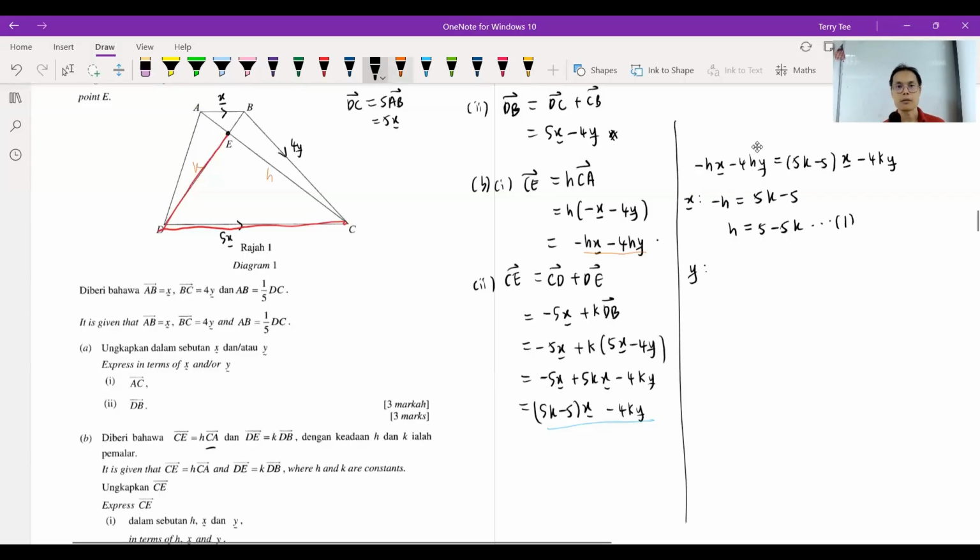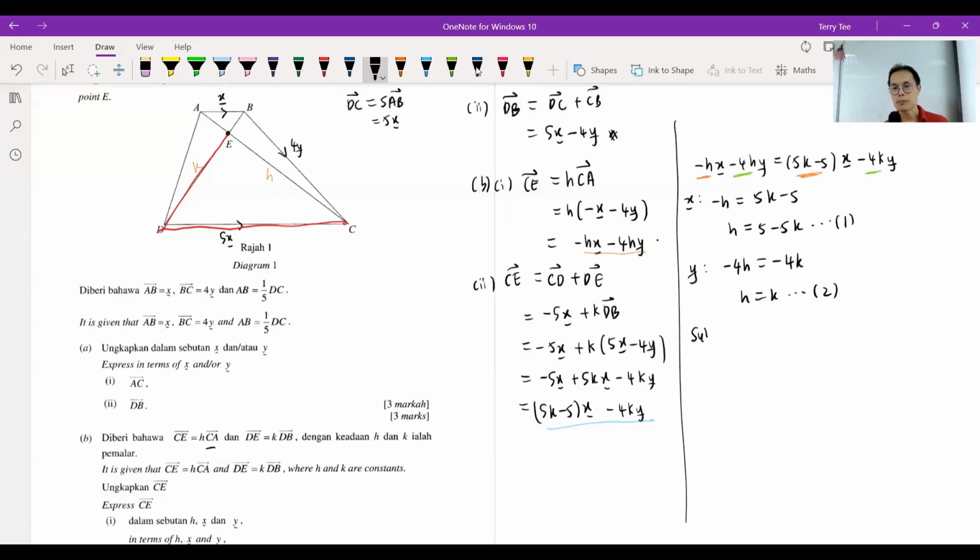Then you compare the number in front. This is your coefficient. When you compare the perkali, the number in front of unknown x. Then you compare the number in front, or the perkali coefficient, of y. So here we have negative 4h equals negative 4k. Your h is k. Persamaan 2.